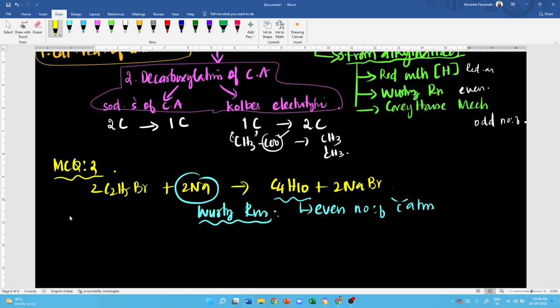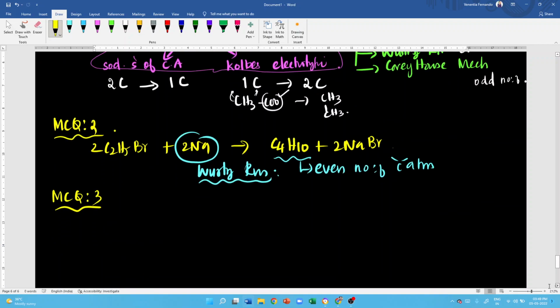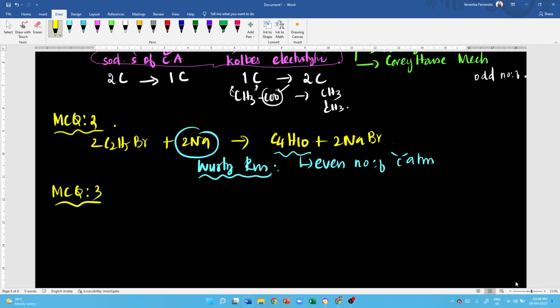The next MCQ is MCQ3. They have given an alkyl bromide reacting with sodium in ether. So sodium in ether means Wurtz reaction, and it forms 4,5-diethyloctane. What is compound A? They have given the product 4,5-diethyloctane and are asking for the reactant. How do we find this? First, let us write the formula of this product.